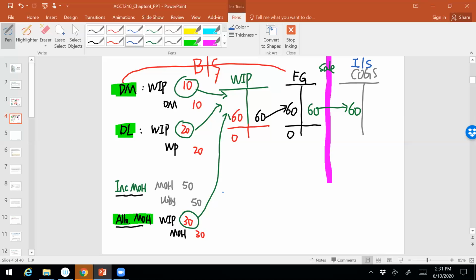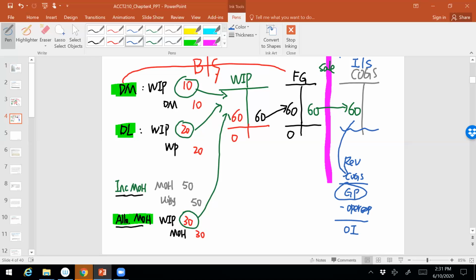And why do we need the cost of goods sold? Because we need this to get our operating income. For the income statement, revenue minus cost of goods sold gives us gross profit, and we minus all the operating expense to get our operating income. So that is why our finished goods, $60, is important, because we use this to get our gross profit, and we minus all the period cost. Chapter 2, period cost, product cost, we get our operating income.